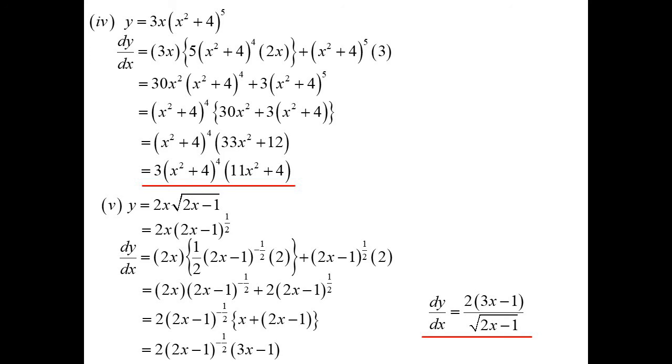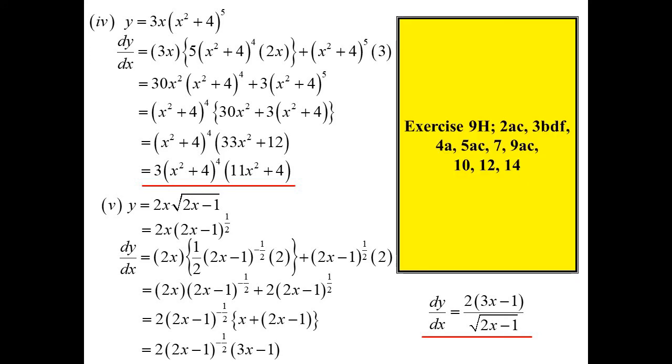That is our product rule. I can tell these things.